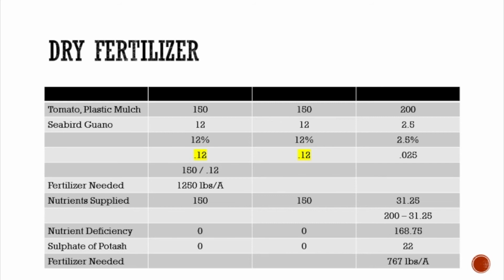Convert that over into a decimal point by dividing by 100. And we look for the largest number to start off our calculations. If we know we need 150 pounds, we divide that by the largest percentage, and that would give us 1,250 pounds per acre of seabird guano that we would use. We know that that supplies 150 pounds of nitrogen, 150 pounds of phosphorus.